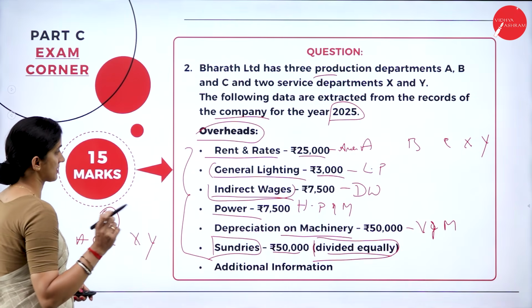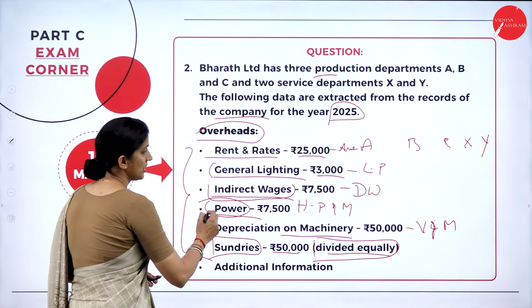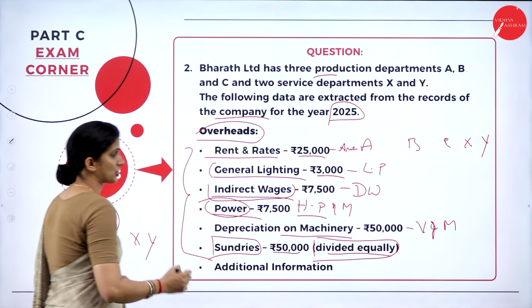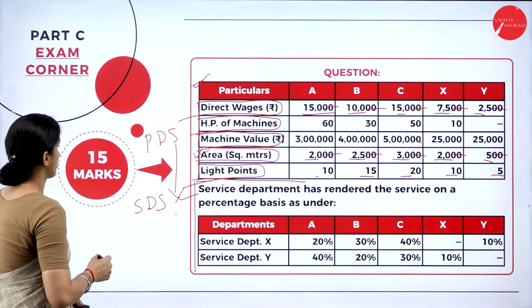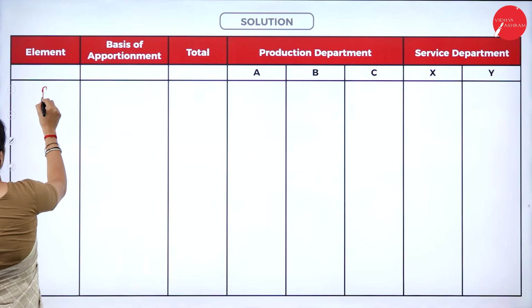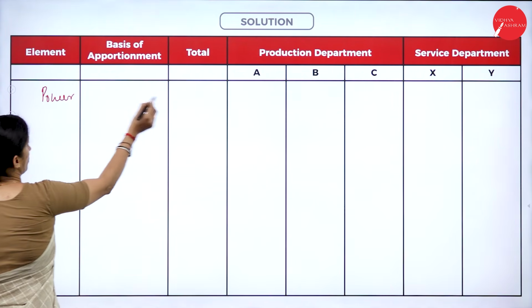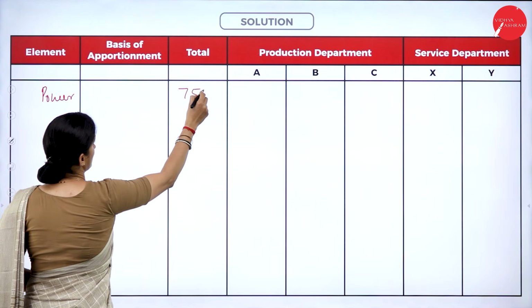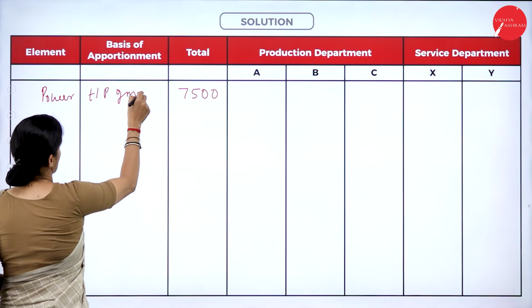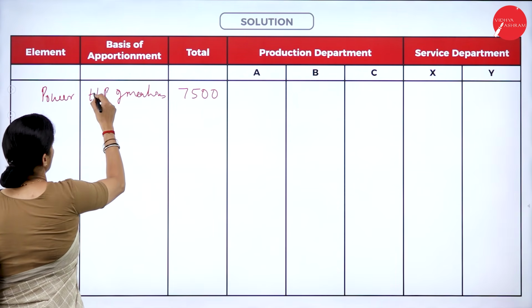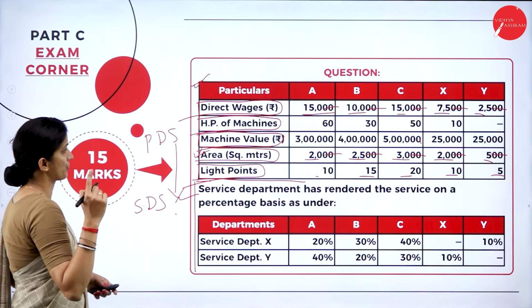So the next expense that we have is the power. So for the power, your basis will be HP of machines. So the total expense is 7,500. Total amount, it is 7,500. Your basis will be HP of machines. So what is the ratio for HP of machines?